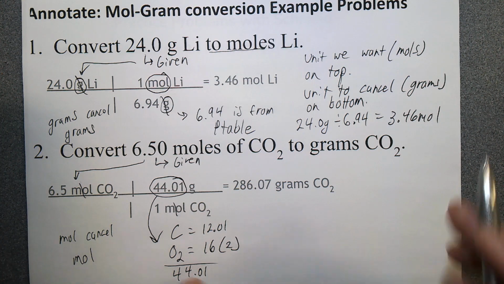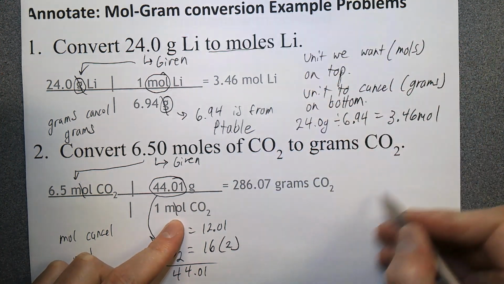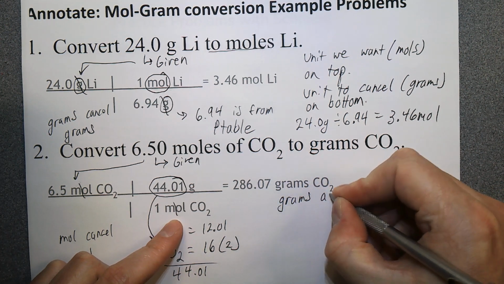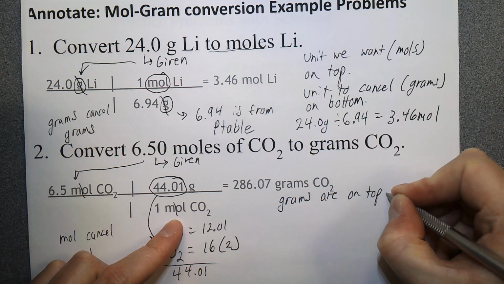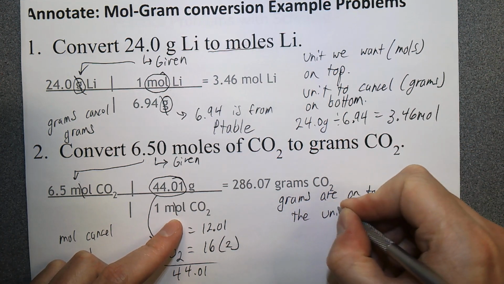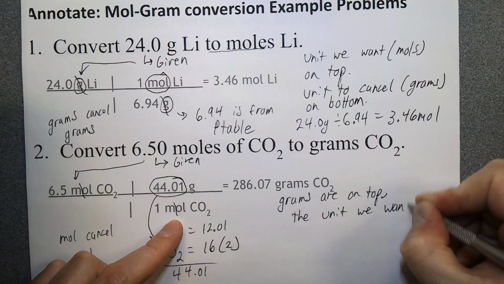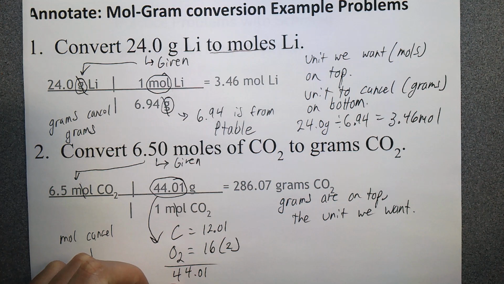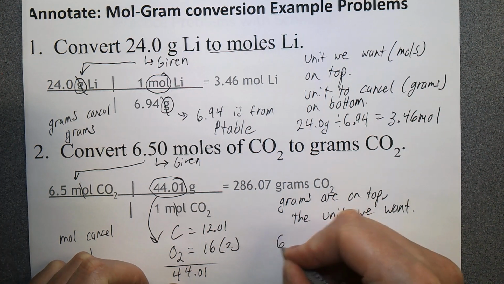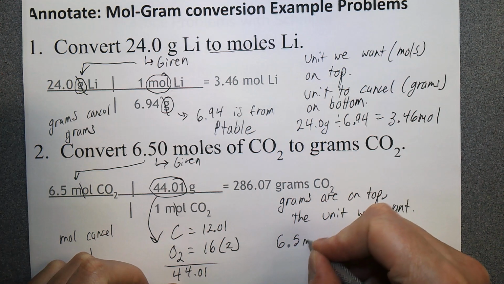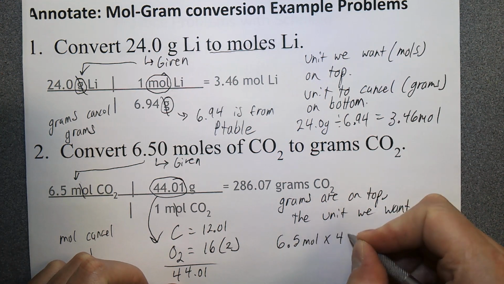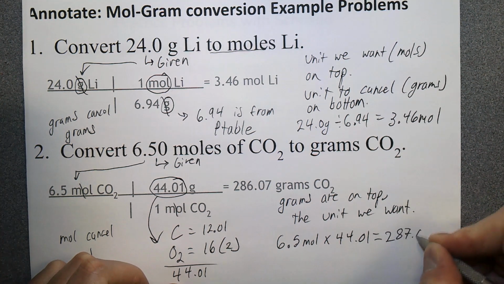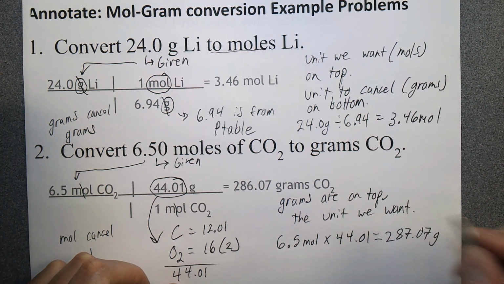Cool. So to finish this up, we did the same thing down here. Grams are on top because that's the unit we want. And moles are on the bottom because those are the units that we need to cancel out. Last thing to put. To actually do the math here, we did 6.5 moles times 44.01. And that's where we get the 287.07 grams from for that problem.